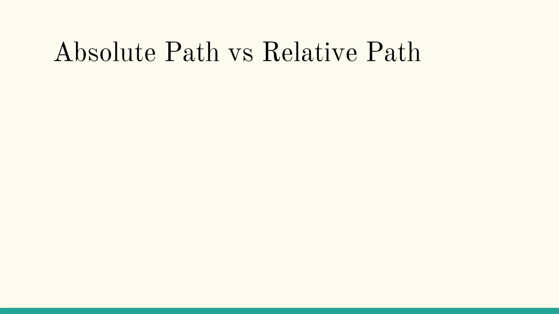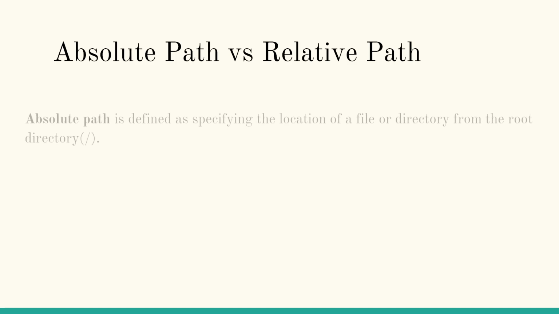Now let's have a comparison between absolute path and relative path. The absolute path is defined as specifying the location of a file or directory from the root directory. For example, you want to go to a folder inside John's home directory. You will go cd slash home slash John slash then this specific folder, for example, the example1 folder. Please, this is just a theory lecture. In the next lecture, we will have that in detail, no worries.